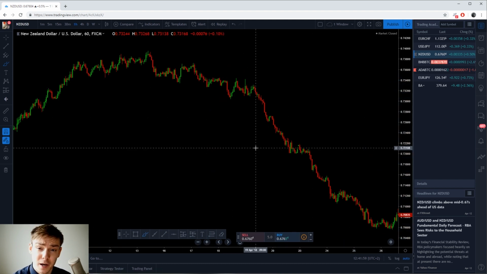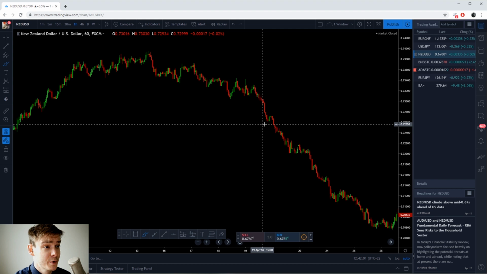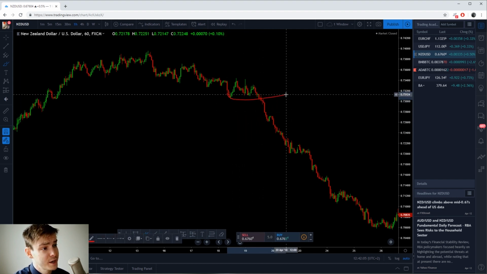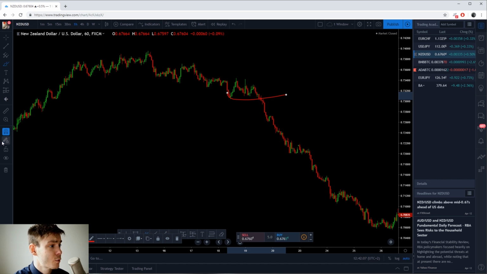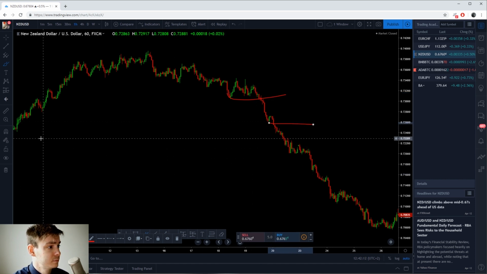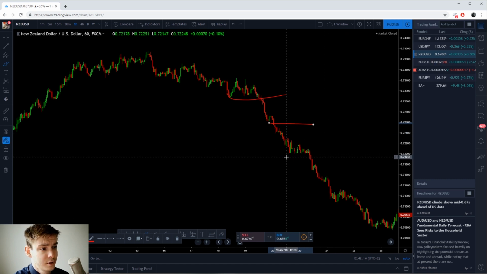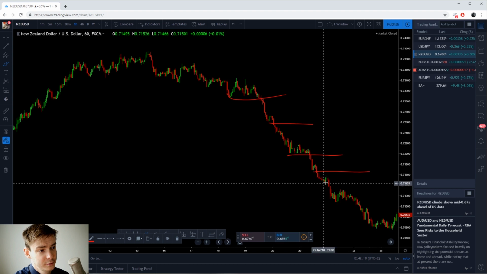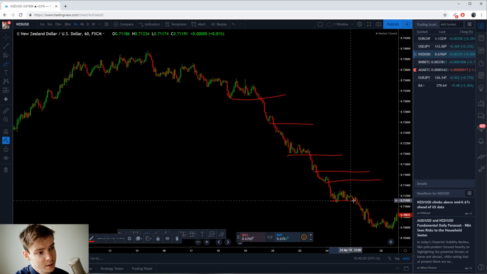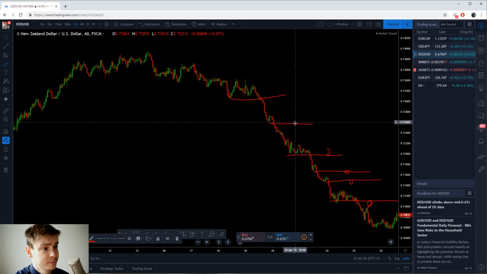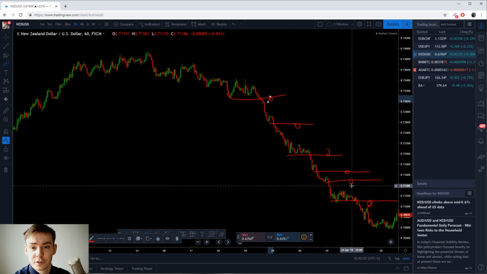It is a non-volatile trend movement because the market is not able to retest these swings here, here, here, here, here. There are no pullbacks to these levels. So this is a non-volatile trend.